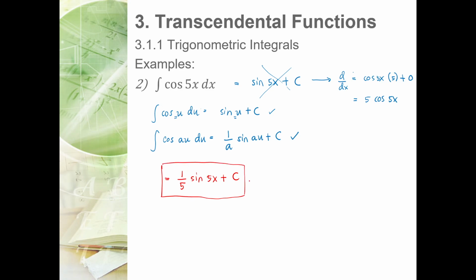Now if we try to verify this by getting the derivative, we have 1/5 cosine 5x times 5 plus sine 5x times 0 plus 0. And this will cancel out the 5, and then what you have is cosine 5x only, which is the same as the given problem. So the question is, where did this come from?